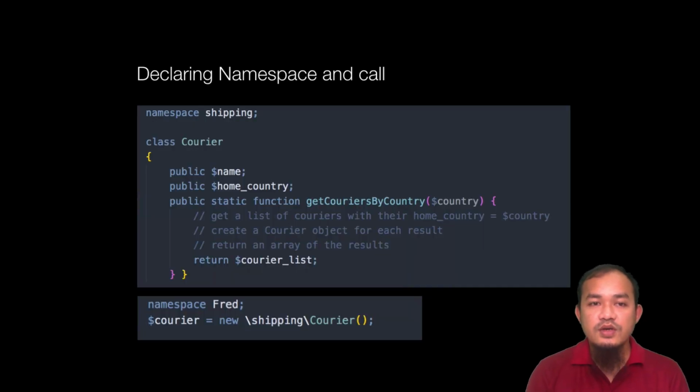You can see here we declare a namespace and call a namespace. For example, namespace Shipping, and then we declare a class Career. In the Career class we have a public name, home country, and then the get career by country method, for example. Then we instantiate the object from the class Career by using career equal to new Shipping\Career. This is how we declare a namespace and call it.